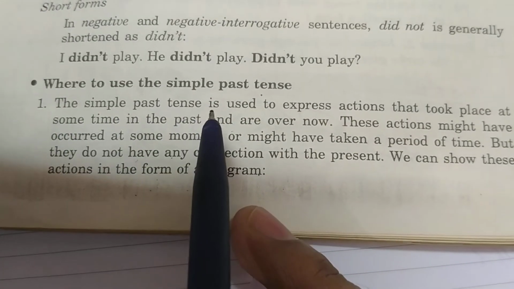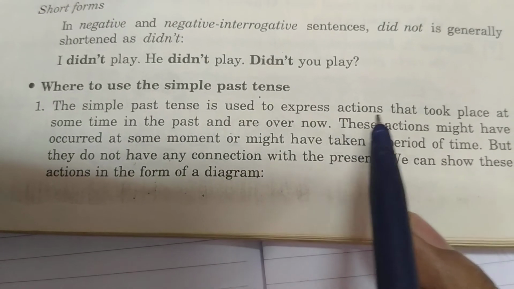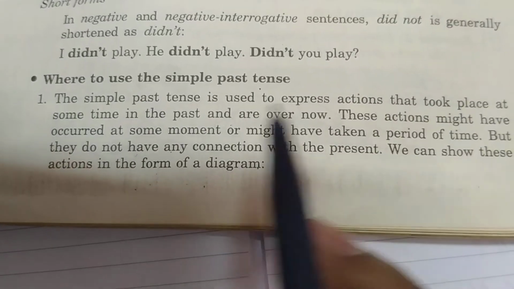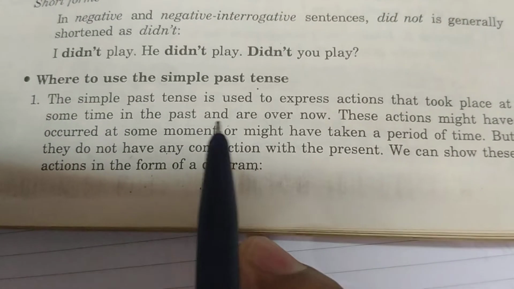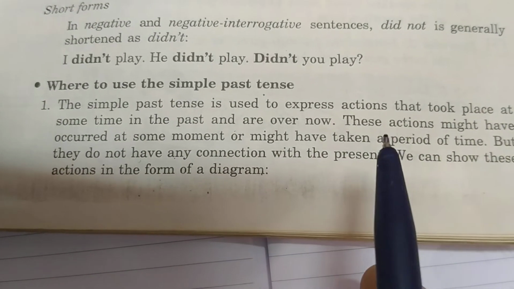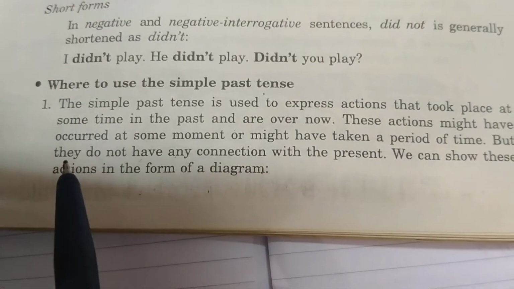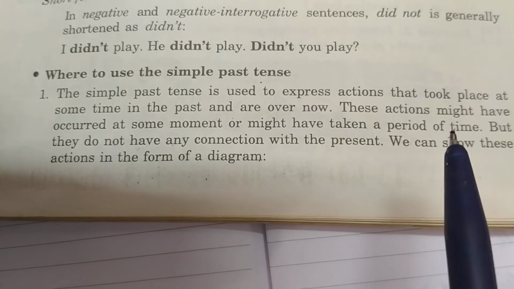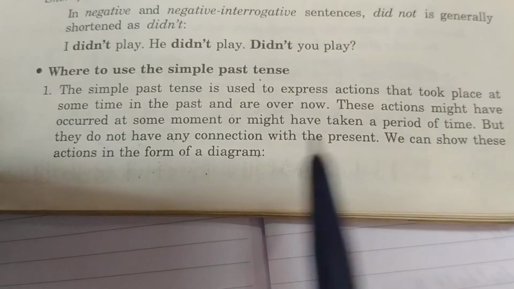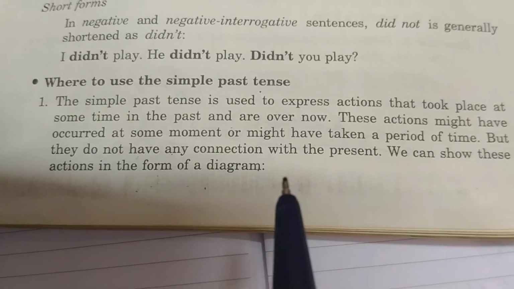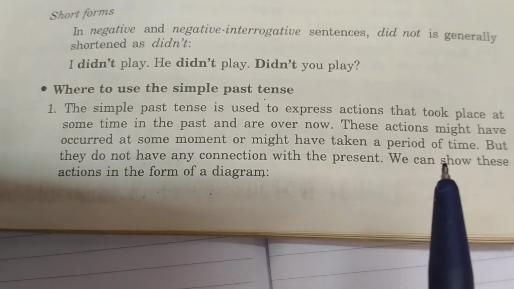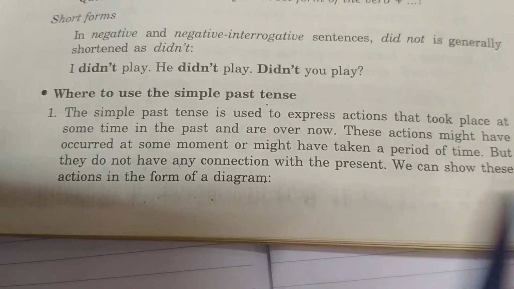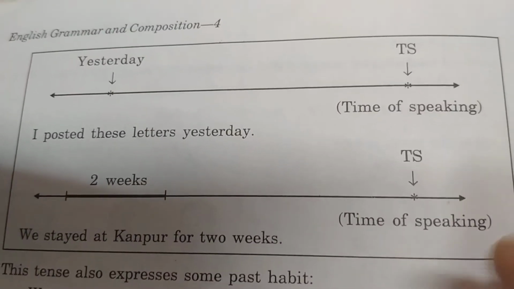The simple past tense is used to express actions that took place at some time in the past and are over now. These actions might have occurred at some moment or might have taken a period of time, but they do not have any connection with the present. We can show these actions in the form of a diagram.